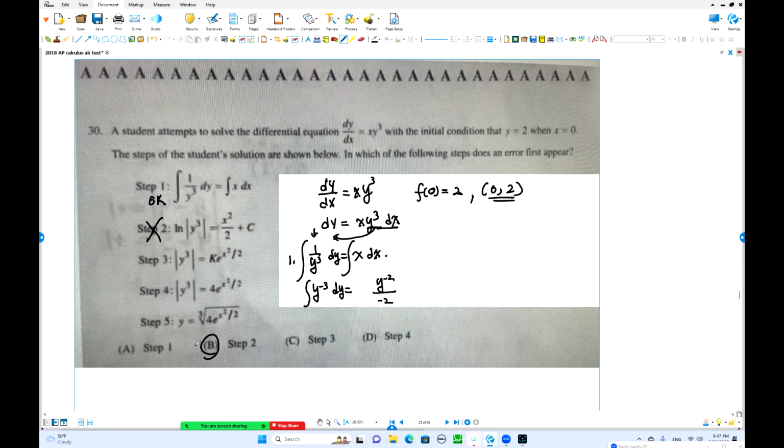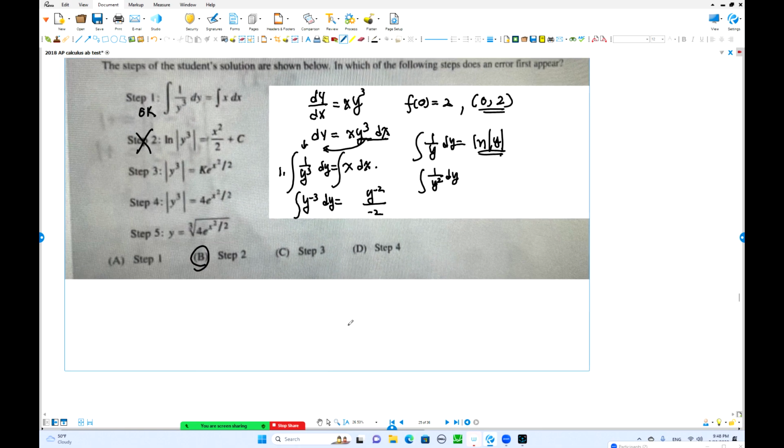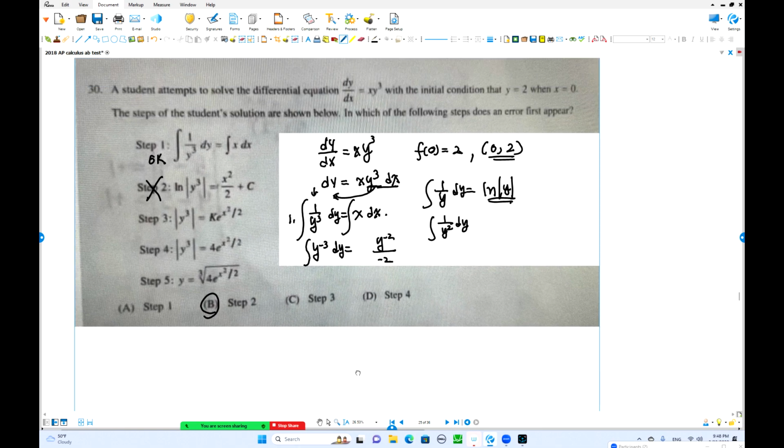So the first error appears where? Step 2, okay? The integral of 1 over y is ln of the absolute value of y, okay? But 1 over y squared is not ln. That's a polynomial antiderivative. That is number 30.